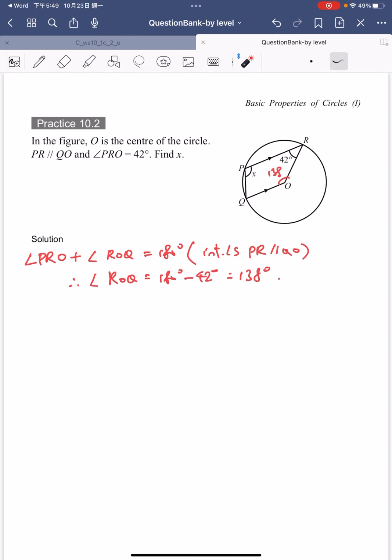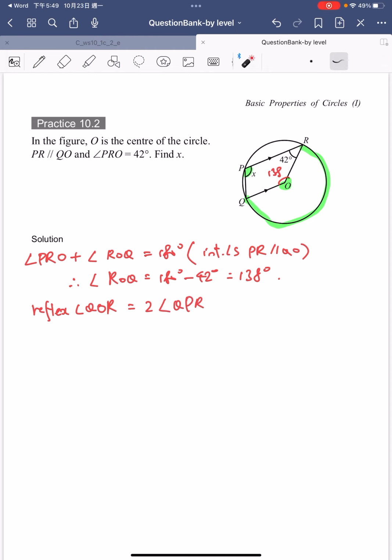Then we need to think about the relationship between this angle 138 and this angle X. Think about it: this X is watching the whole major arc QR, isn't it? And the reflex angle ROQ is watching the same arc as well. So one is the angle at the center, and X, the required angle, is the angle at the circumference. So we can say that the reflex angle QOR is equal to double the angle QPR.